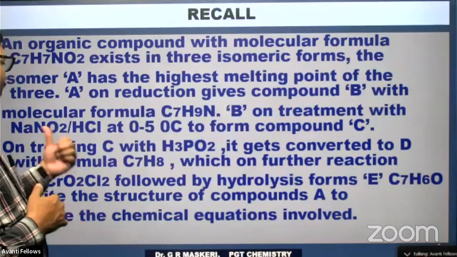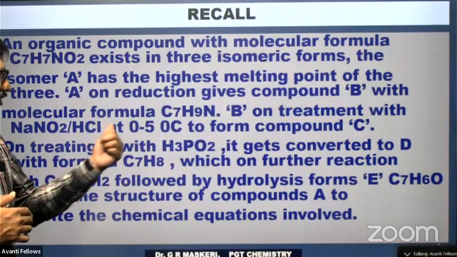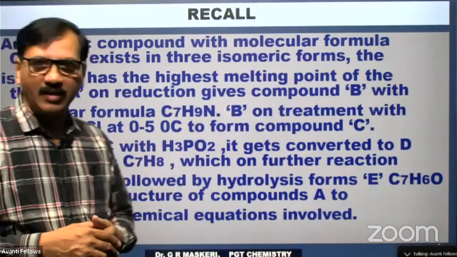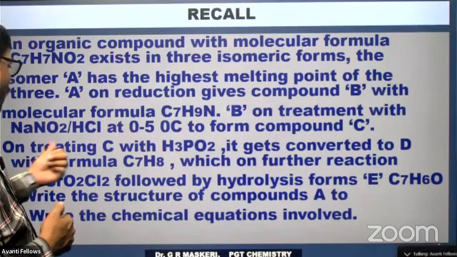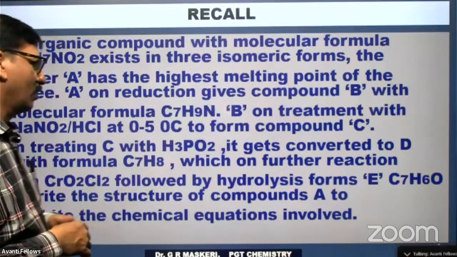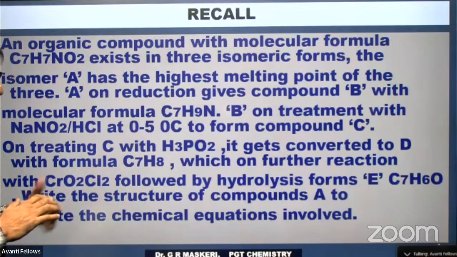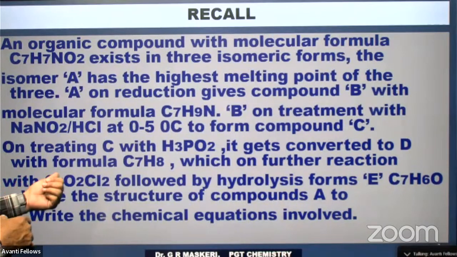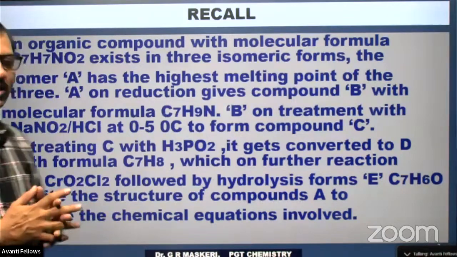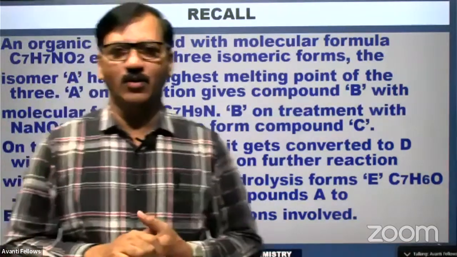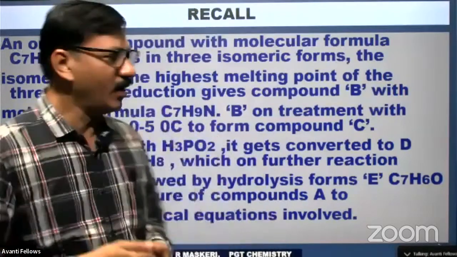B on treatment with NaNO2/HCl at 0 to 5 degrees Celsius forms a compound C. On treating C with H3PO2, it gets converted into D with the formula C7H8, which on further reaction with chromyl chloride CrO2Cl2 followed by hydrolysis forms E, C7H6O. That is the molecular formula of E. Write the structures of the compounds A to E and write the chemical equations involved in it. It is a 5-mark question. Okay, comprehending this is a very important thing.